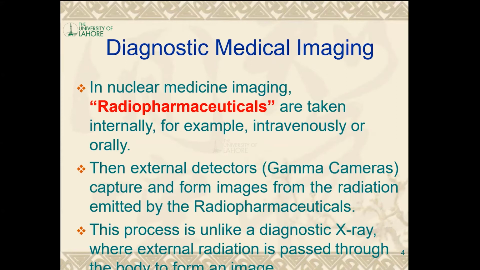Now, in nuclear medical imaging, radiopharmaceuticals are taken internally, for example, intravenously or orally. So, pharmaceuticals are administered through injection, intravenously, or orally through the mouth. Then what happens? External detectors like gamma cameras capture and form images from the radiation emitted by the radiopharmaceuticals which are inside the body. So it means the radiation comes from within the body, and from within the body it goes out.